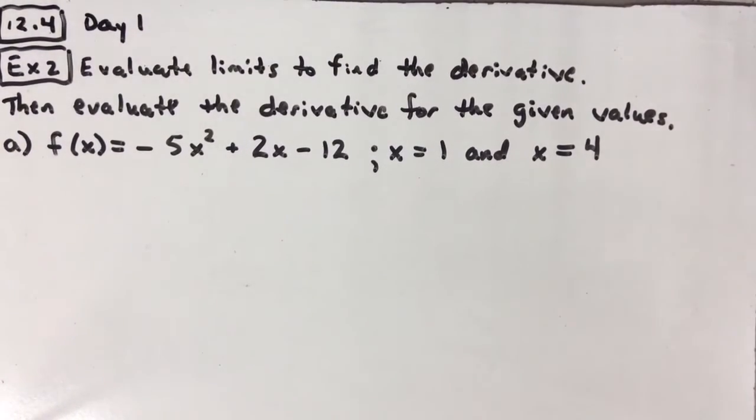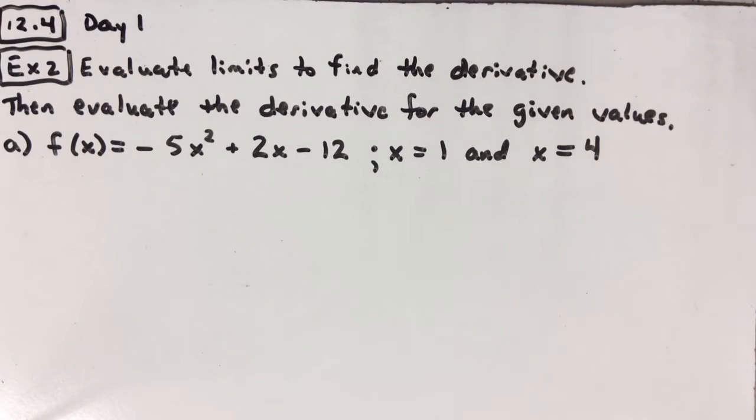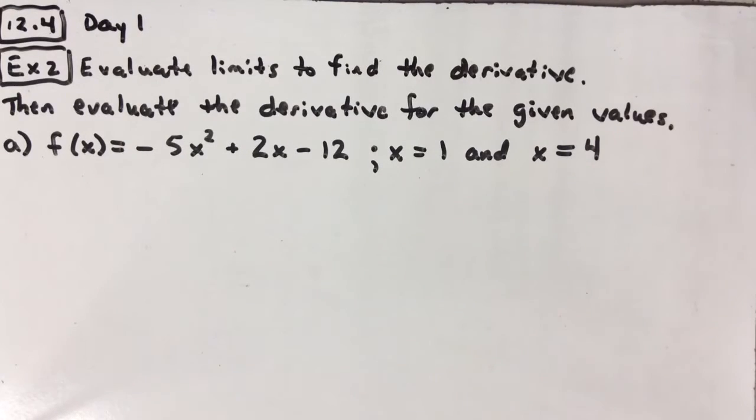12.4 day 1, example 2, letter A. We're supposed to evaluate limits to find the derivative. Basically, we're just finding the derivative, and we're going to be using that power rule shortcut to do it. And then we're supposed to evaluate the derivative for the given values.